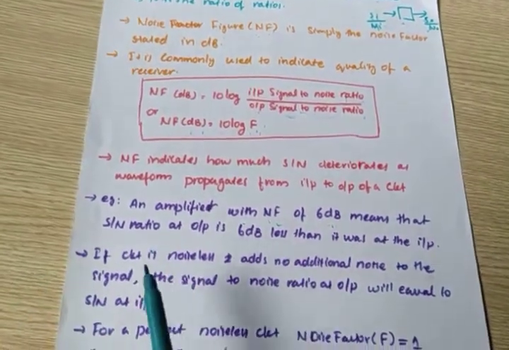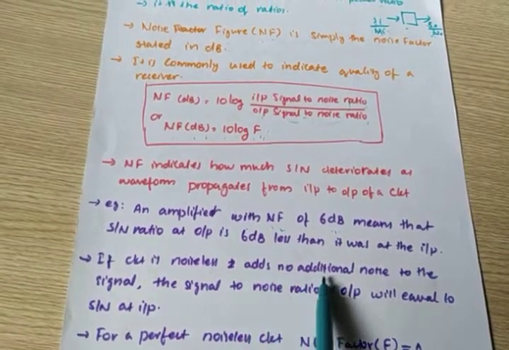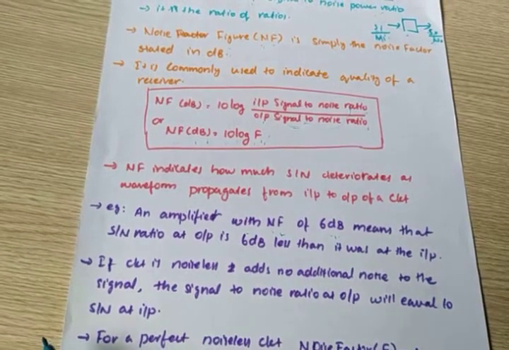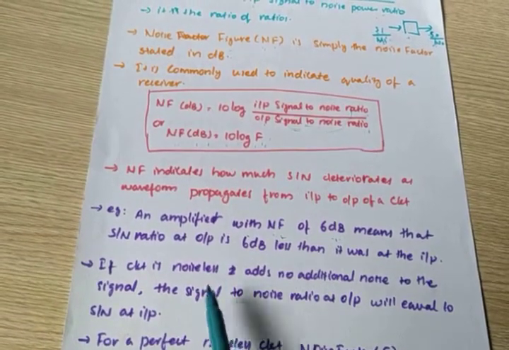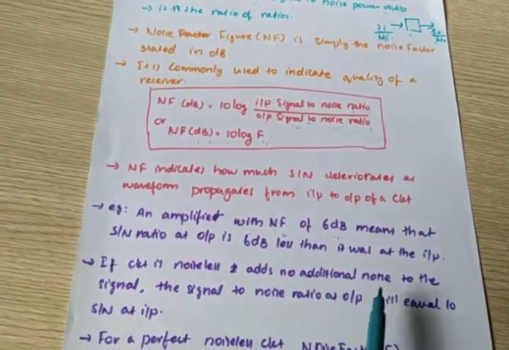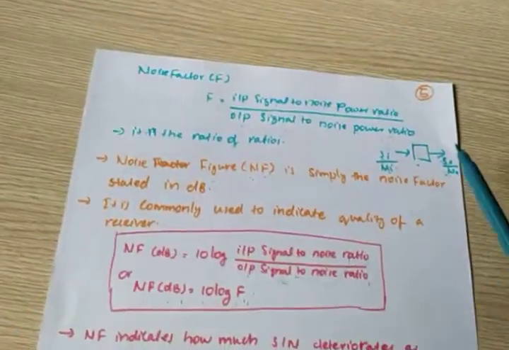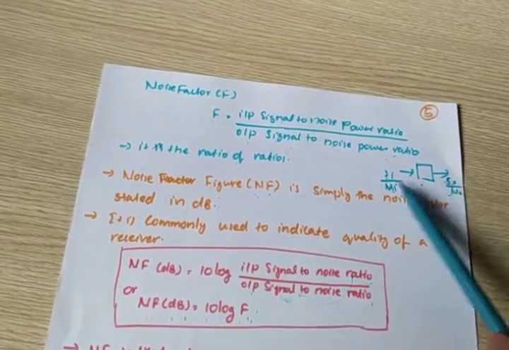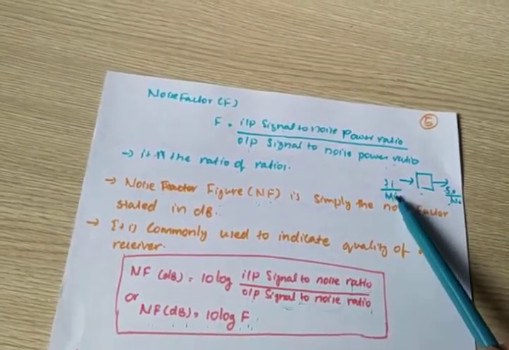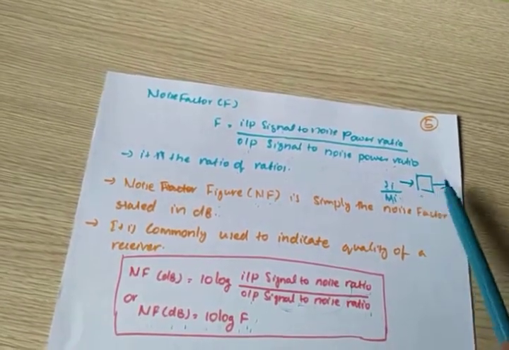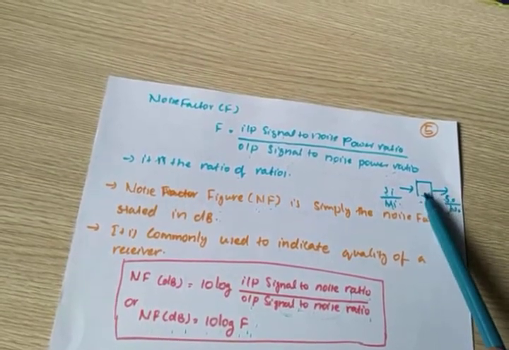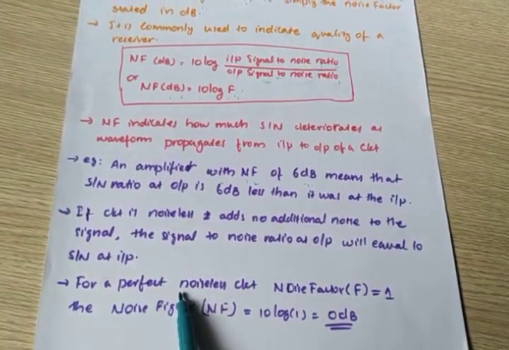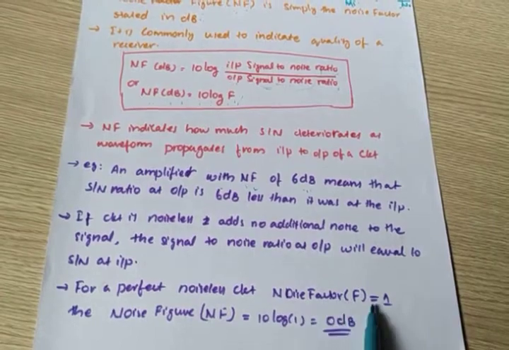If the circuit is noiseless and adds no additional noise to the signal, the signal to noise ratio at output will be equal to the signal to noise ratio at input. That means if there is no noise added in the circuit, or it is a noiseless system, then both these factors are equal. Si by Ni is equal to S0 by N0. Under what condition? Under the condition that the system is noiseless. So for a perfect noiseless circuit, noise factor is 1.